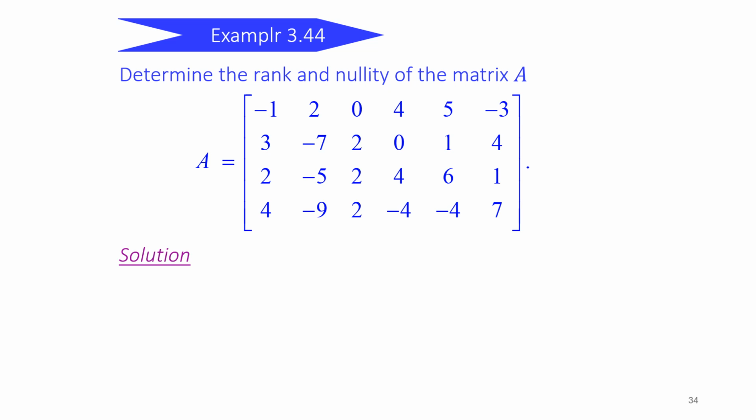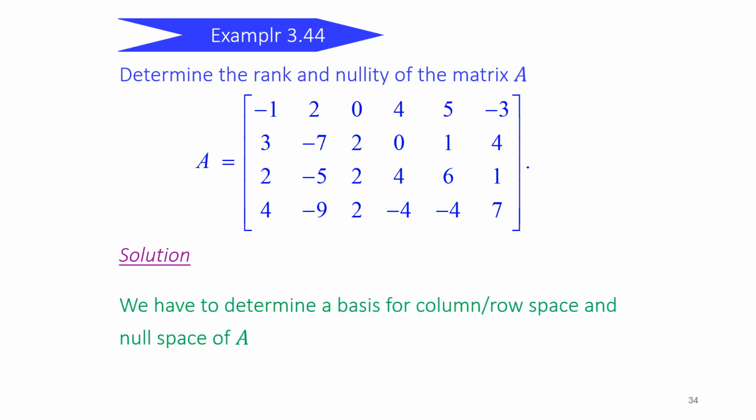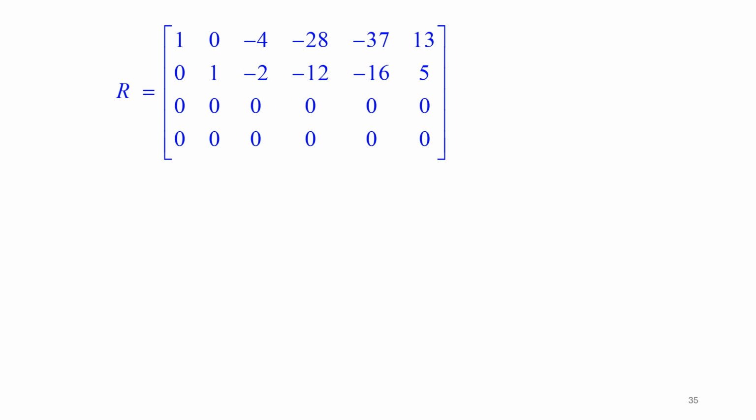In this example, we are given a matrix A and we have to determine the rank and the nullity of the matrix A. So we know that the rank of A is the dimension of the column space or row space of A, which means we need to determine the number of vectors in the basis for it. Therefore, to determine the basis for the column space or row space, we have to reduce A to row echelon form, let's say matrix R. And here is the reduced echelon form of the matrix A. We denote it as a matrix R, and we know that R and A are now row equivalent. And from here we can see that R has two leading ones.